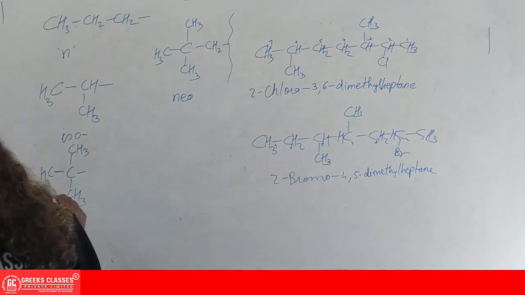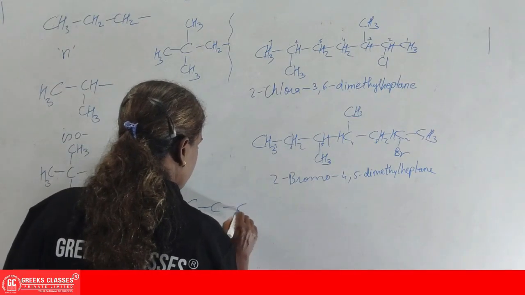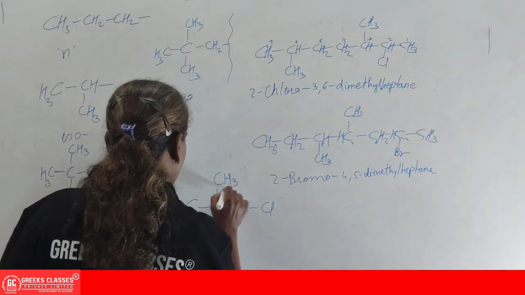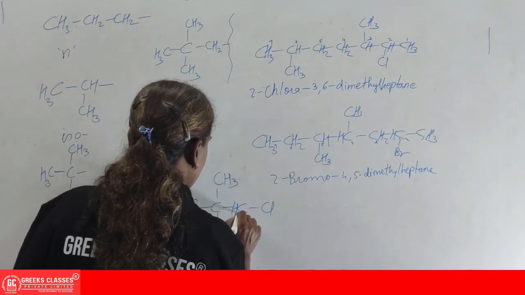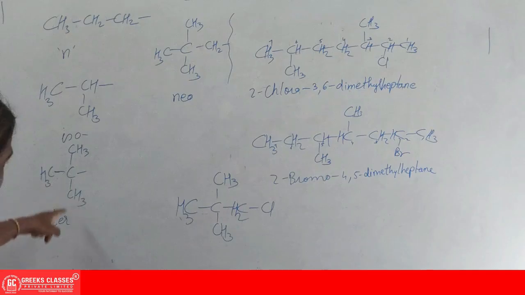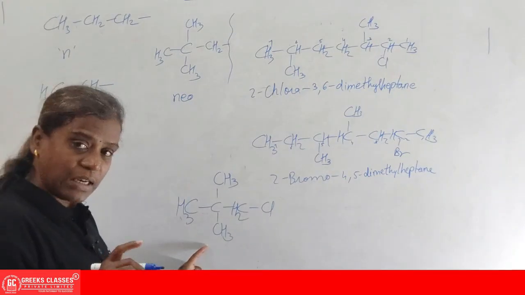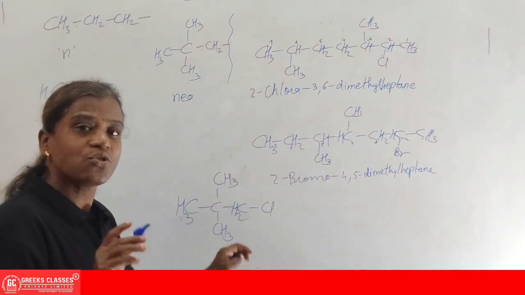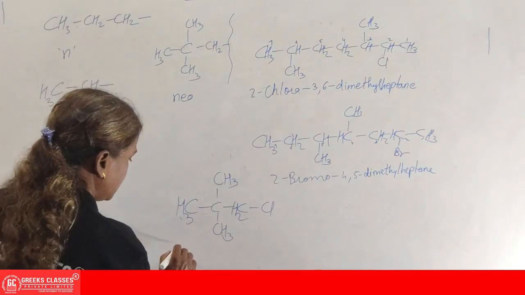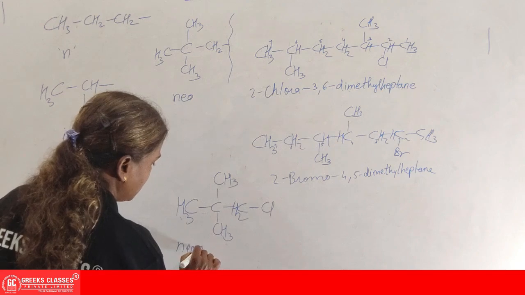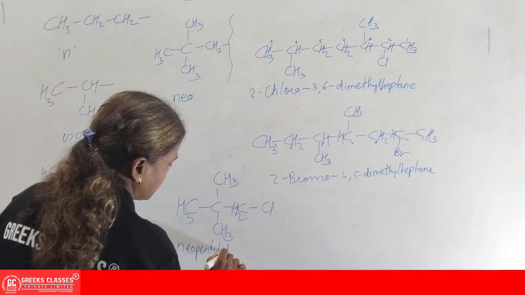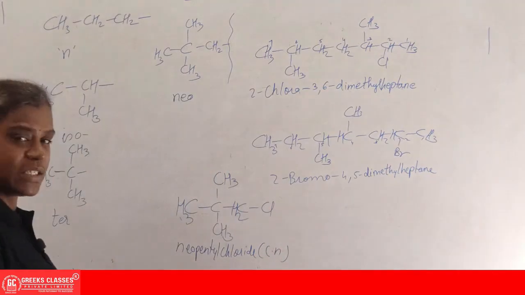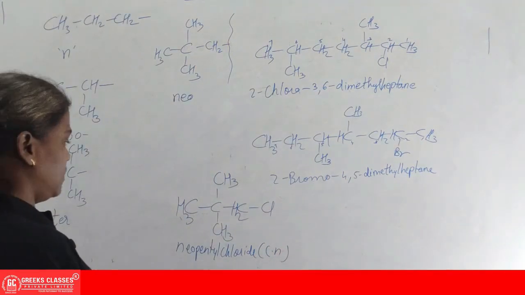Now the next one, let us have a few more compounds as practice. I have one system, let's say here there is Cl, and here all of them are CH3. Now if you remember, just now I told you this one is neo, but that comes in common name. This is like neopentyl chloride, which is the common name. I will write it here: neopentyl chloride. This is actually the common name, but let us see its IUPAC name.